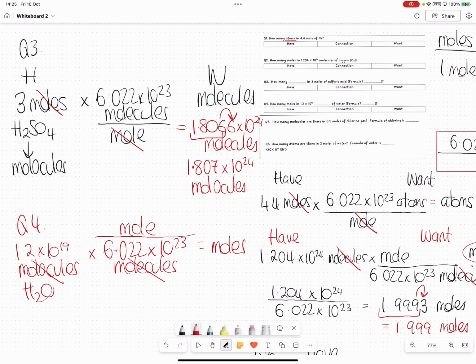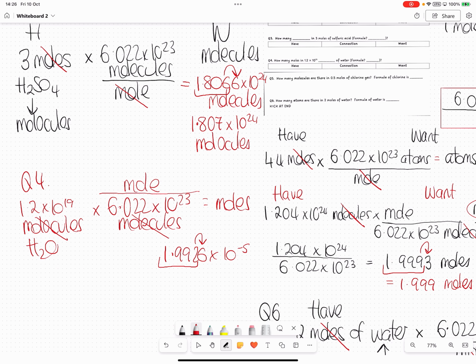So 6.022 by 10 to the 23. So 1.2 by 10 to the 19 divided by 6.022 exponential 23. And when I've done that, it is going to give me, now depending on your calculator, 1.9926 by 10 to the minus 5. So it's a small number. You look at 4 significant figures, you look at the figure that comes after it, it's going to be 1.993 by 10 to the minus 5 moles. Final answer.